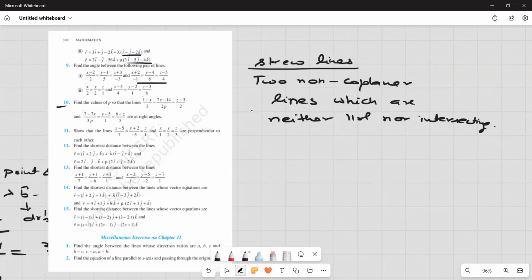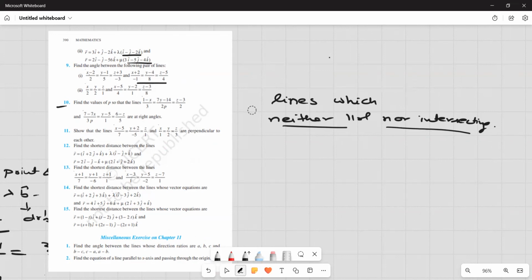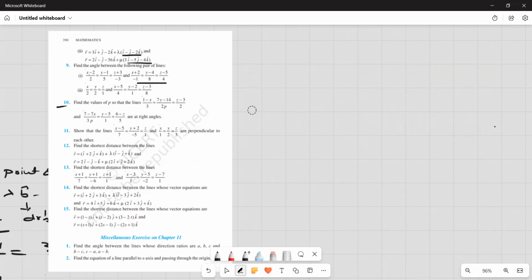What are skew lines? Two non-coplanar lines. The first condition is they should be non-coplanar. They shouldn't be in the same plane, because if I draw two lines in the same plane, they will be either parallel or intersecting. So two non-coplanar lines which are neither parallel nor intersecting are skew lines. And we will find the shortest distance between skew lines. The formula for that is: first they will give you two lines, r is equal to a1 plus lambda b1 and r is equal to a2 plus lambda b2.